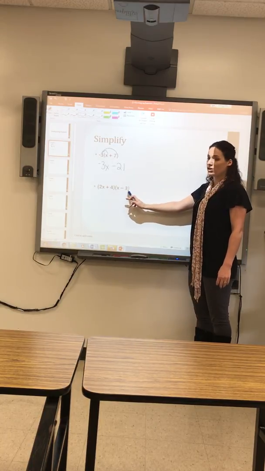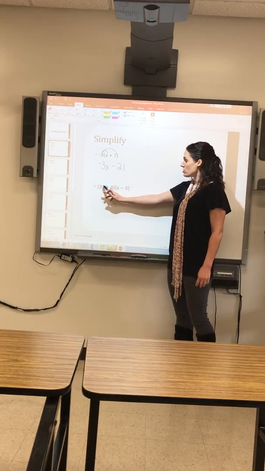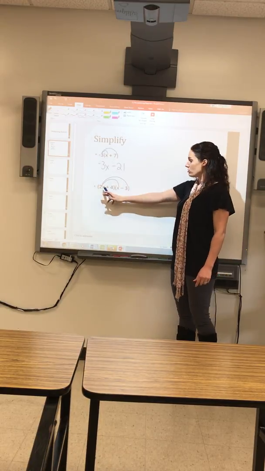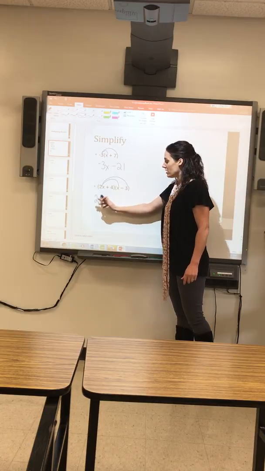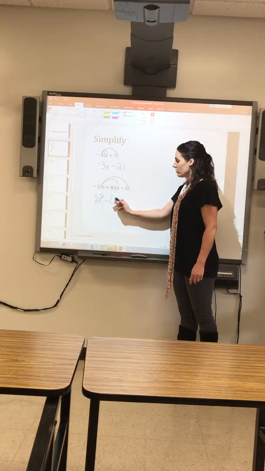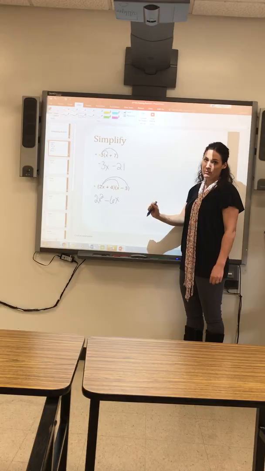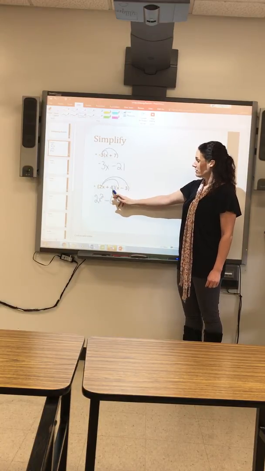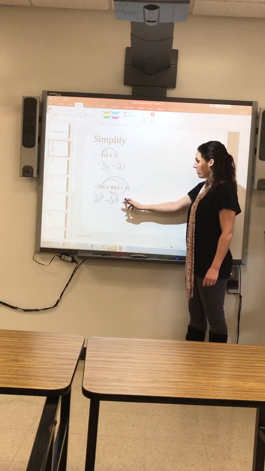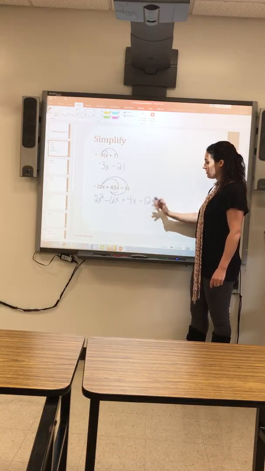For the second one, you need to use double distributing though, because you have two terms that need to be multiplied by two terms. So you're going to multiply the 2x through both the x and the -3. So 2x times x is going to be 2x squared. 2x times -3 would be -6x. And again, make sure you have -6x and not plus. Once you've distributed the 2x, then you have to distribute the 4 to both the x and the -3. So you would get 4x positive, and then 4 times -3 would be -12.